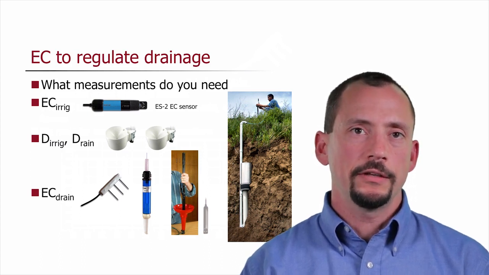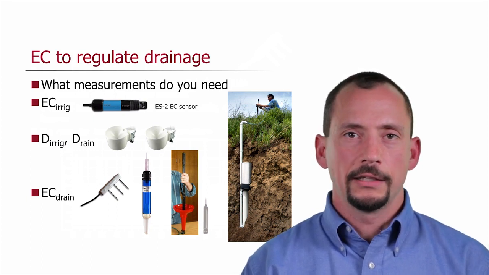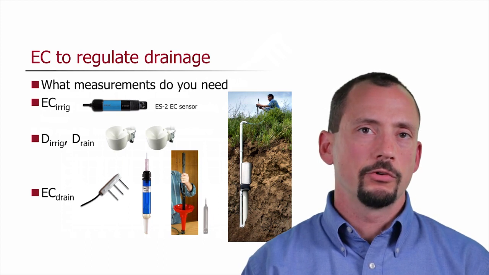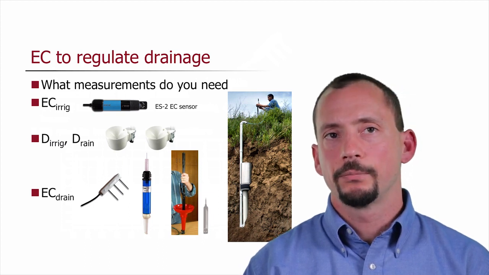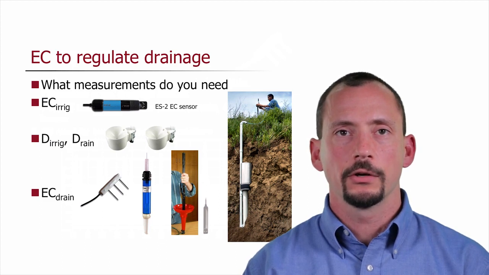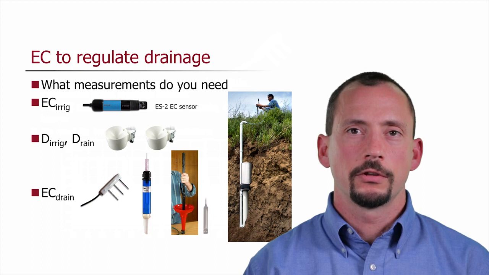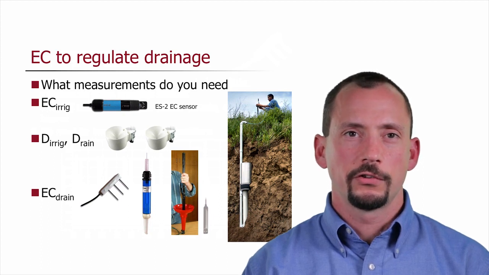You need to know the depth of water that you're irrigating, so you would put a rain gauge under your center pivot or under your dripper or however you're irrigating. You would also need to know the depth of rainfall that's supplementing your irrigation water, so you would put some rain gauge above or to the side of your irrigation system.